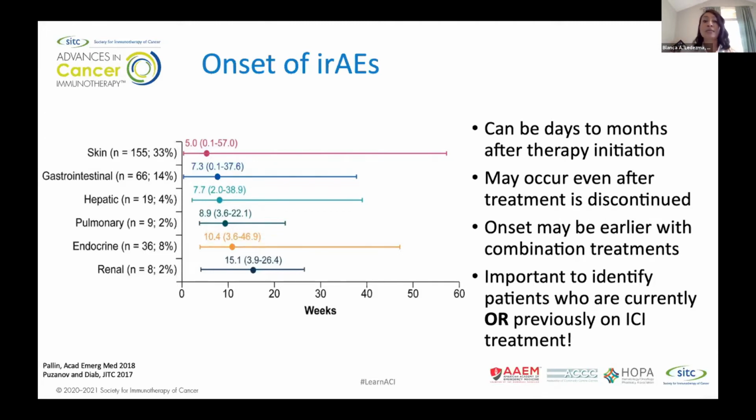When given in combination, IO-IO or IO-chemo, these IRAEs can come on earlier. And as we see here, the median time to onset for skin can be 5 weeks. For pulmonary, the median onset is 8.9 weeks. For renal, 15.1 weeks, but really anywhere from days to months out. And it's really important that we identify these patients that are currently receiving immune checkpoint inhibitors or have been previously treated so that we can appropriately manage them if they should have any IRAEs.